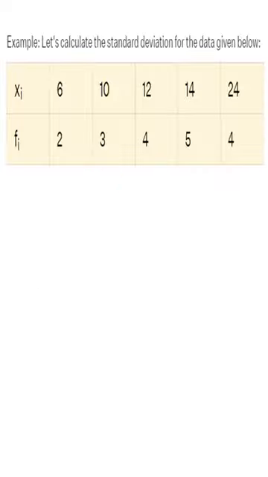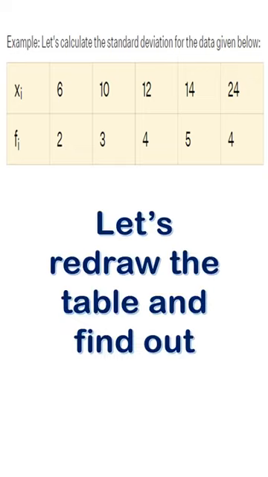The number of observations and frequency are given below. 6, 10, 12, 14 and 24 are the 5 observations. The frequency is 2, 3, 4, 5 and 4. Let's apply the formula and find out the standard deviation.